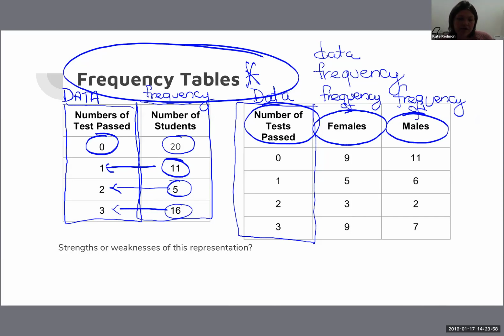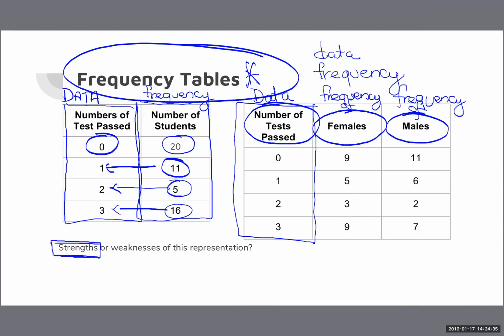But I just wanted to go through this with you because we need to realize that just because it's a frequency doesn't mean it'll be labeled frequency. We have to understand what frequency means, which is how often a data item was given or how often we heard a certain response. So guys, do you see any strengths or weaknesses of this representation? How do you feel about frequency tables? So what do you think is a strength of this way? What's a good thing about it?